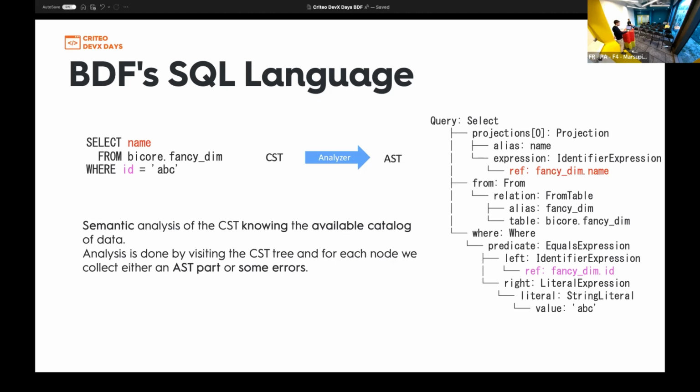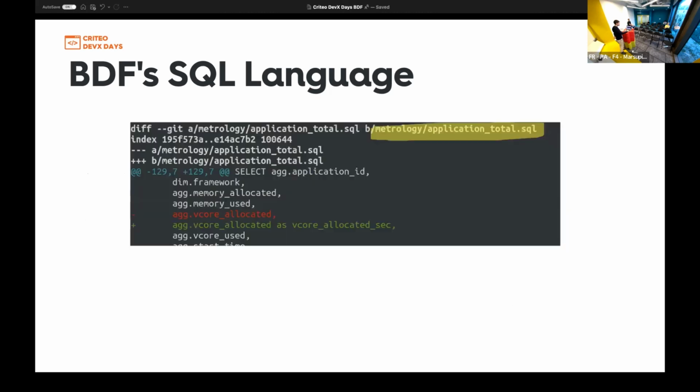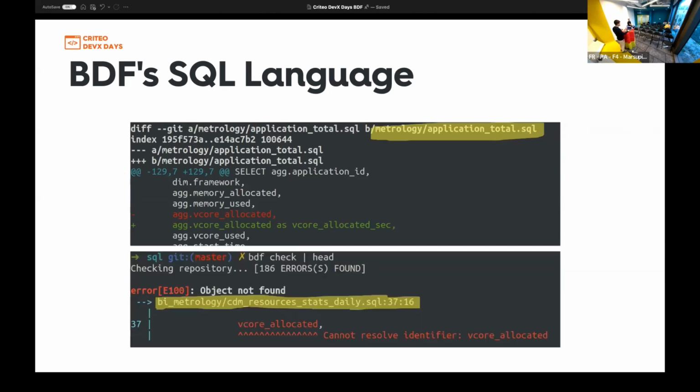So this is the analyzer, and this analysis is not done on a single file. It's done on all the SQL files we have in the BigDataFlow repository. So here, for example, I have a change made on the metrology application total SQL file where I just rename a column because I wanted to add something to the name.